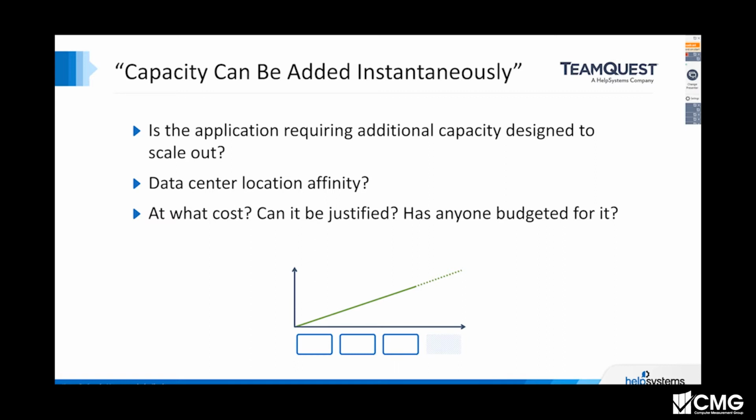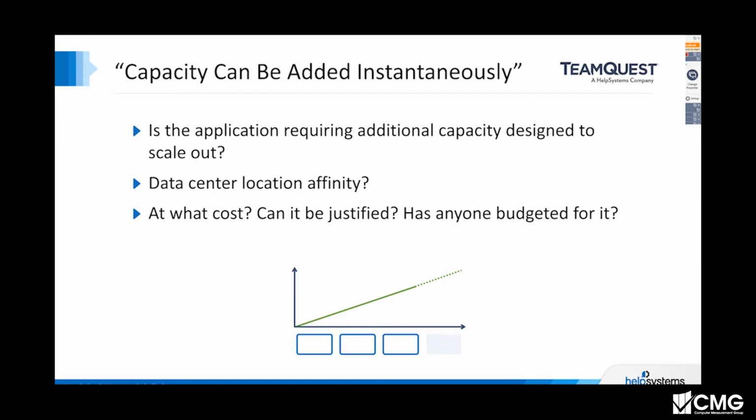Another one is data center location affinity. So if you all of a sudden have to provision instances in another data center, in another zone, because you're running out of instances in the zone that you were operating in, that may have a major impact on performance and latency for the workloads that need to communicate across boundaries in the cloud that you're using.